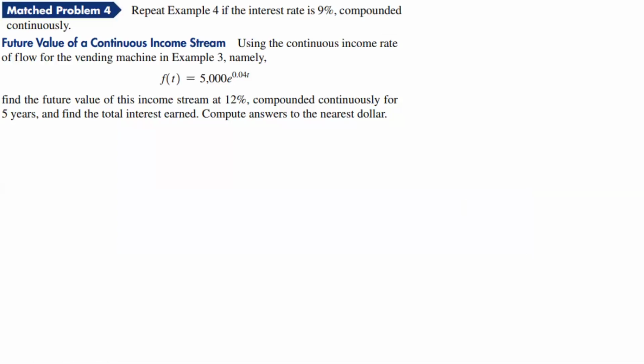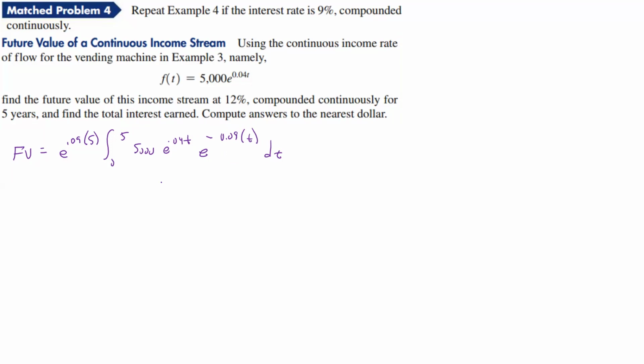Well, we're going to do the same example 4, but we're going to use the interest rate of 9% compounded continuously. So future value then is going to be what? Well, it's going to be e to the 0.09 times how many years? It was 5 years. And then we're going to have from 0 to 5. And now our f of t is 5,000 e to the 0.04 t. And then remember, we're taking e to the negative r. In this case, r was 9, so negative 0.09 times t, and then dt.